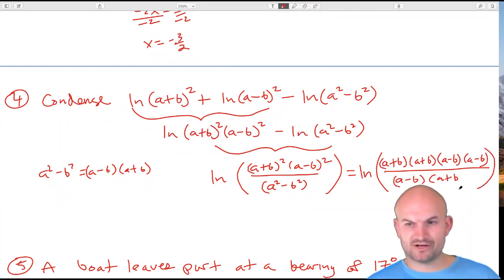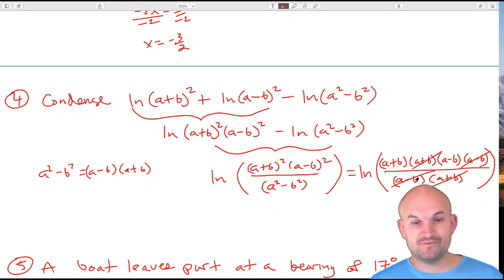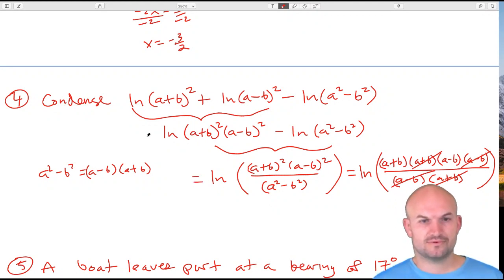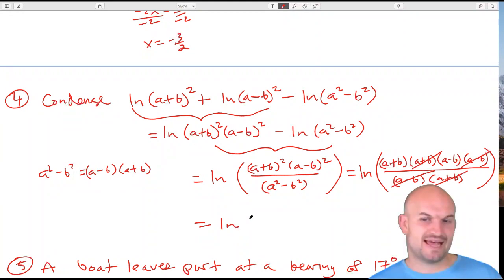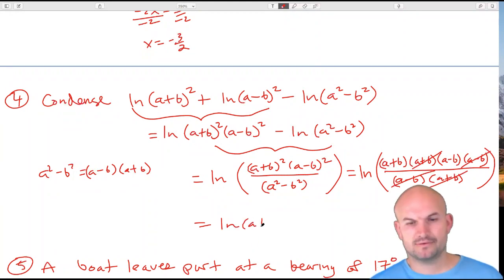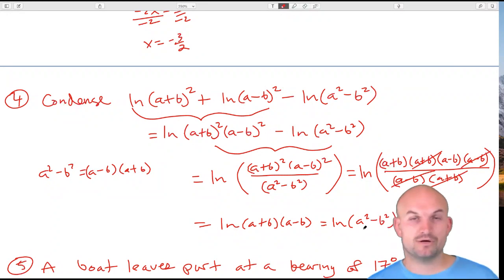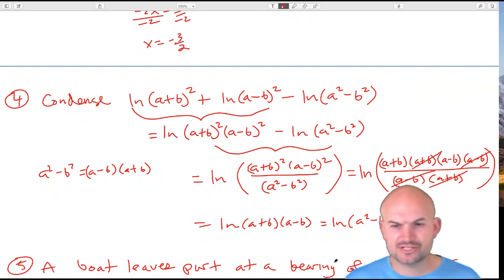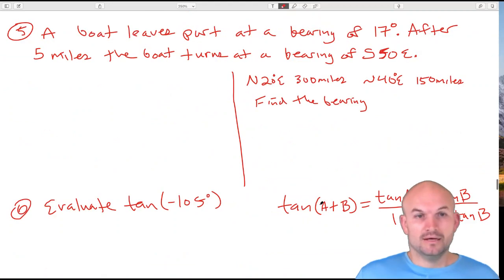By expanding all this out, you notice that these a minus b's can divide out and these a plus b's can divide out, leaving me with just ln of (a plus b) times (a minus b), or ln of a squared minus b squared. So that is just a way to go through that.